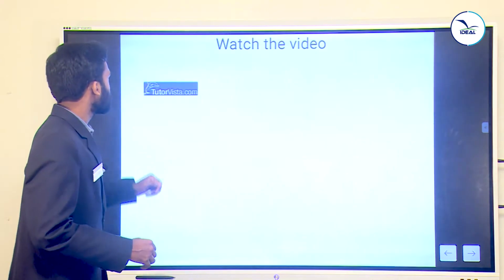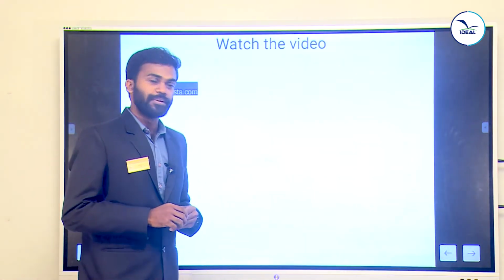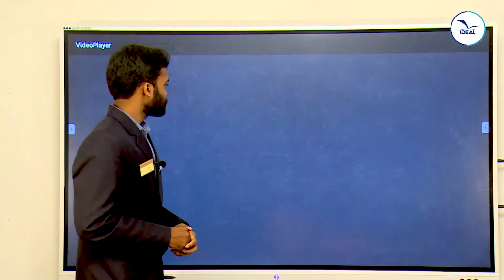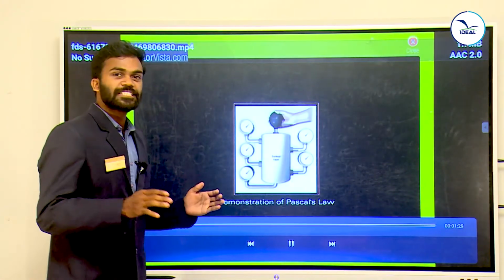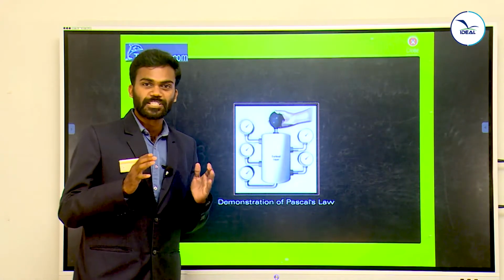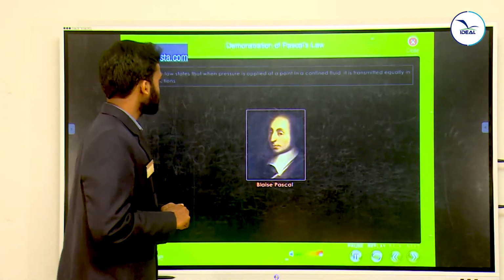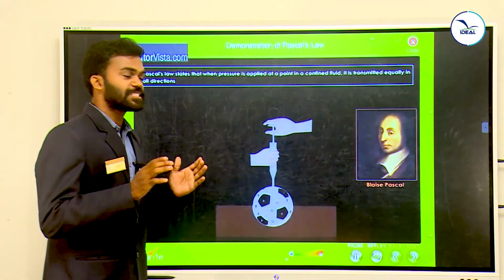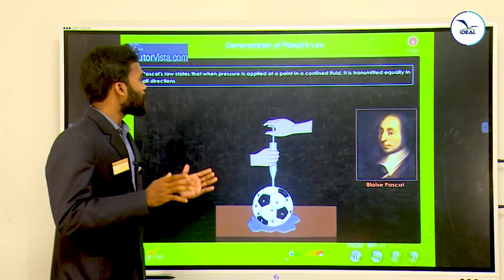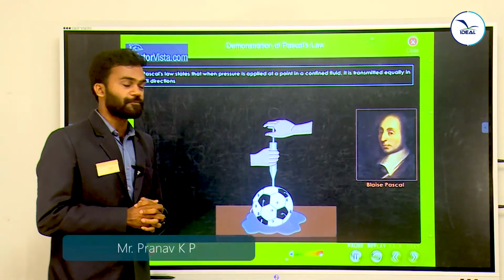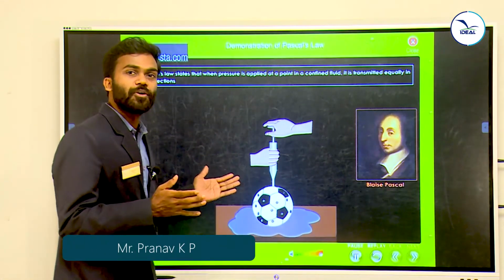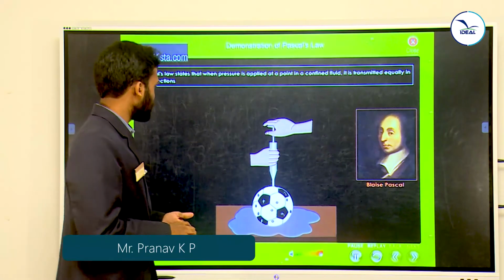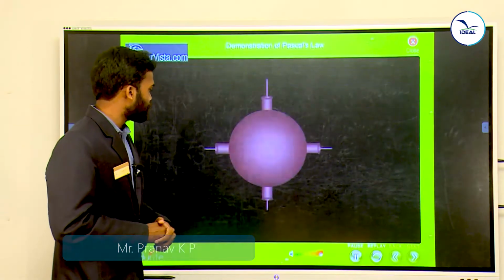Okay, let's see a video. It is a demonstration of Pascal's law. Pascal's law states that when pressure is applied at a point in a fluid which is at rest, it will be transmitted equally in all directions. Okay, here we can see a football.